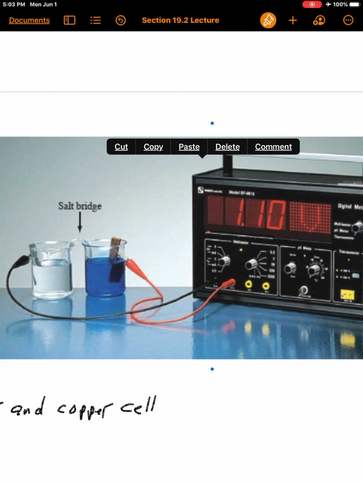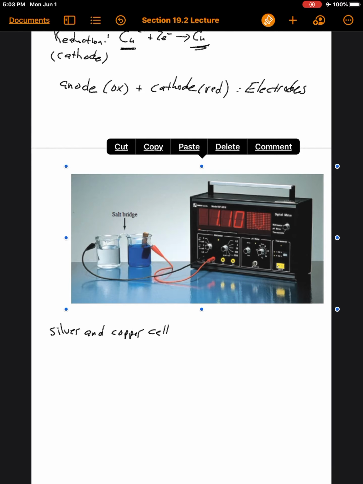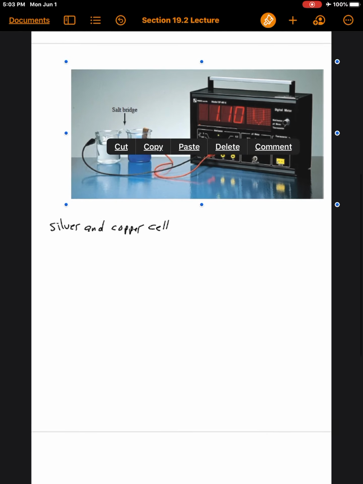Okay. Now, if you take a look at the display of the voltmeter, it gives the voltage. This is the voltage right here. It's 1.10 volts, V for volts. The volts is on the side there, the V. And so that's the amount of electrical voltage. It is a measure of the electricity that is being generated through this chemical reaction. Okay, so that's what we would call a silver and copper cell.